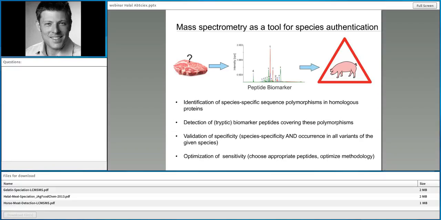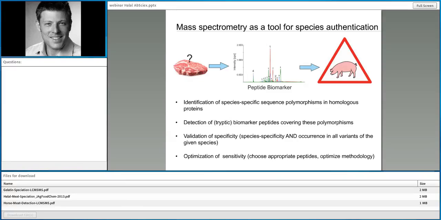In general, there are 18 columns used, and you then can detect your peptides that cover the polymorphisms. An important point is then the validation of your specificity. So you really have to make sure that your biomarker peptides are species-specific, and that all of your different breeds of your species really show this variance, so that you have really species specificity and not breed specificity. And if you have done all this, the next step is then the optimization of sensitivity, and this is also one thing I want to go into detail later on.